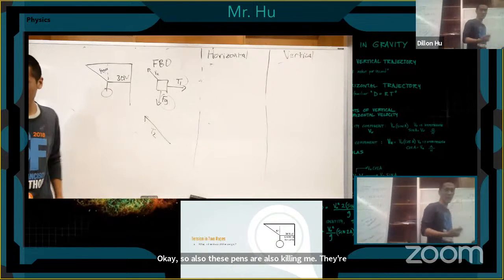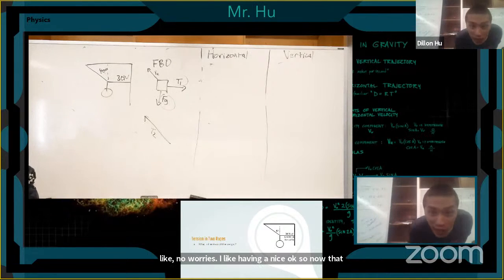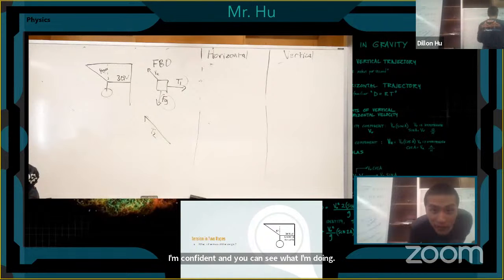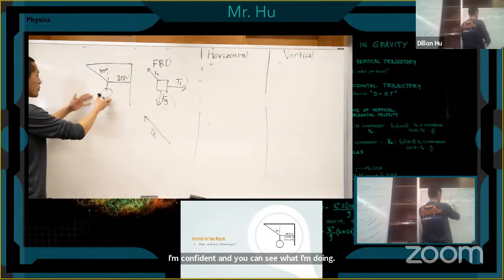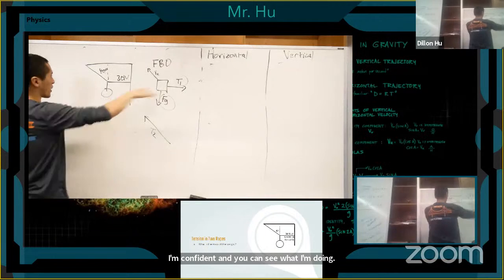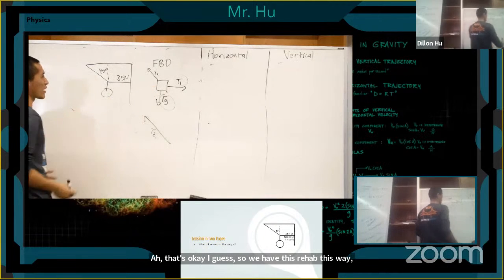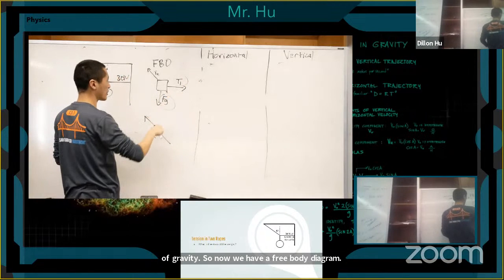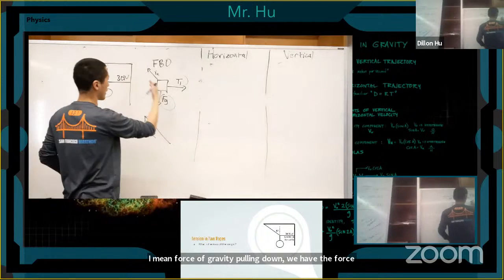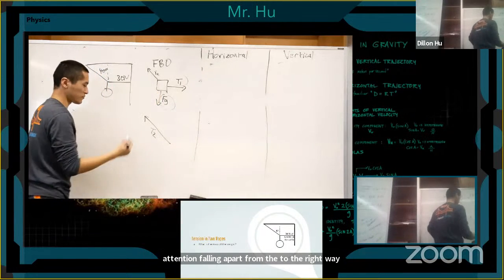Okay. So now that I'm competent, and you can see what I'm doing, let's start from the beginning. We have this weight. It's being pulled to the right, and it's being pulled at an angle, with the force of gravity. So now we have a free body diagram. We have the force of gravity pulling it down, the force of tension pulling it perfectly to the right, and the force of tension pulling it at an angle.